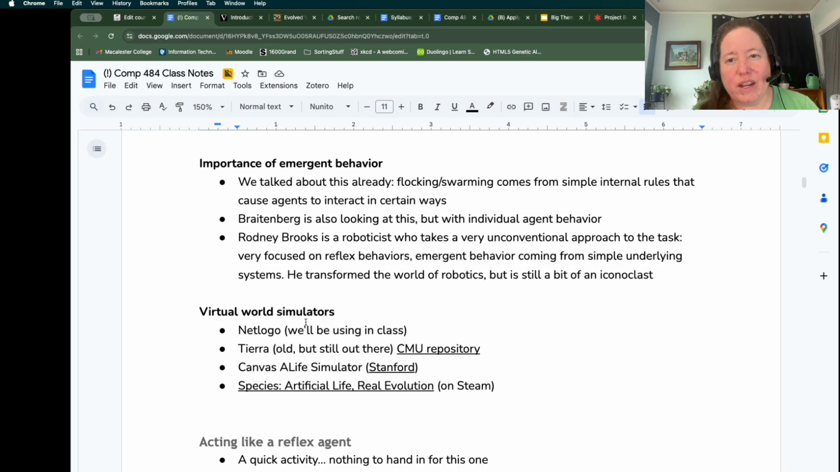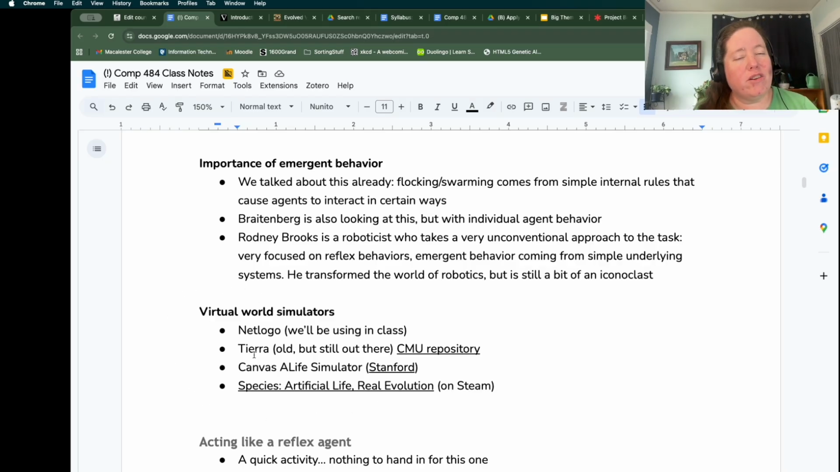We are also going to look at a couple of other sources. Valentino Braitenberg wrote a famous book called Vehicles that was looking at individual agent behavior, but how simple structures inside, simple decision structures, can lead to behaviors that we see as more complex than maybe they actually are. We're going to play around with that a little bit as we move forward. And Rodney Brooks is a roboticist who also looked at similar ideas in the realm of robotics and robot control.